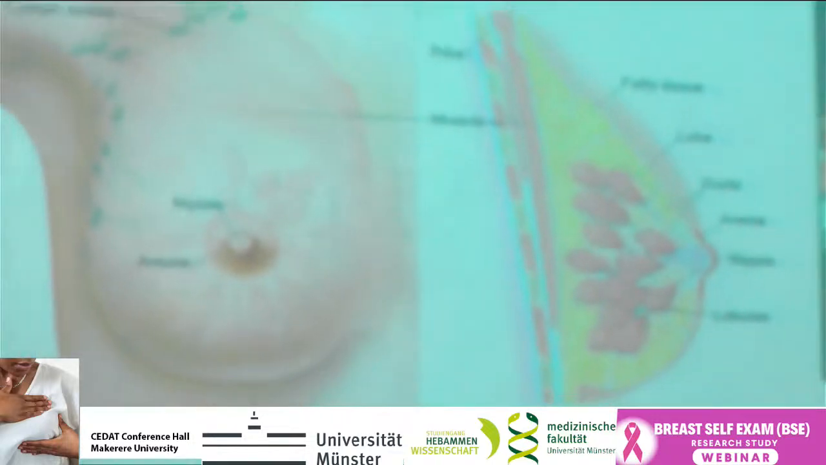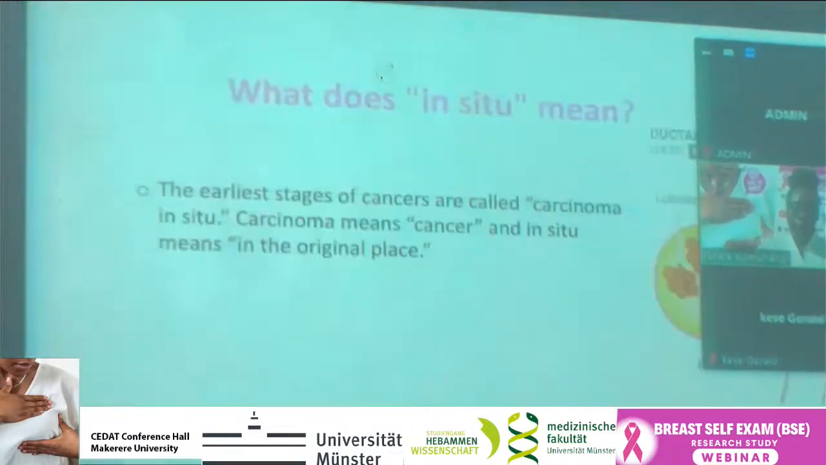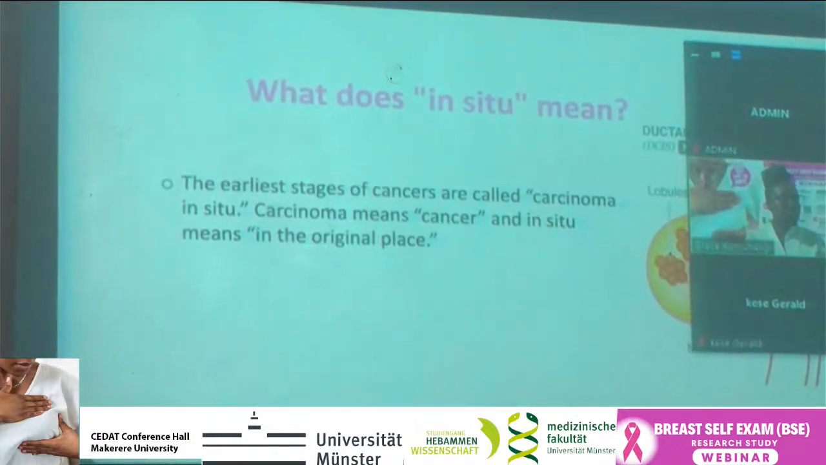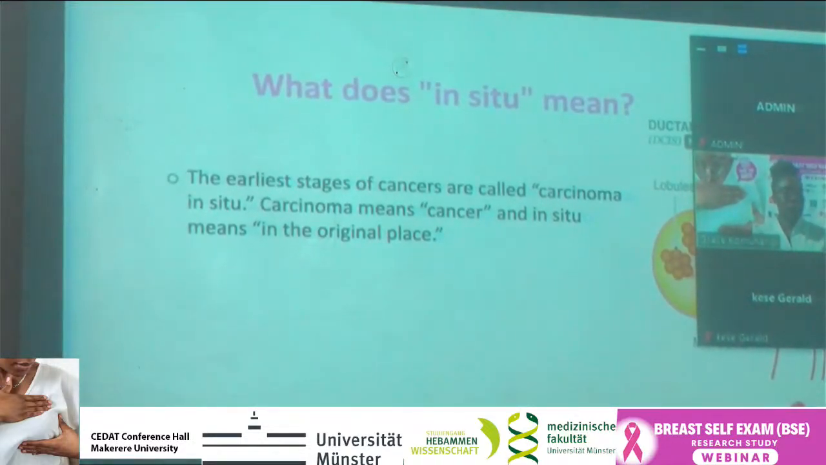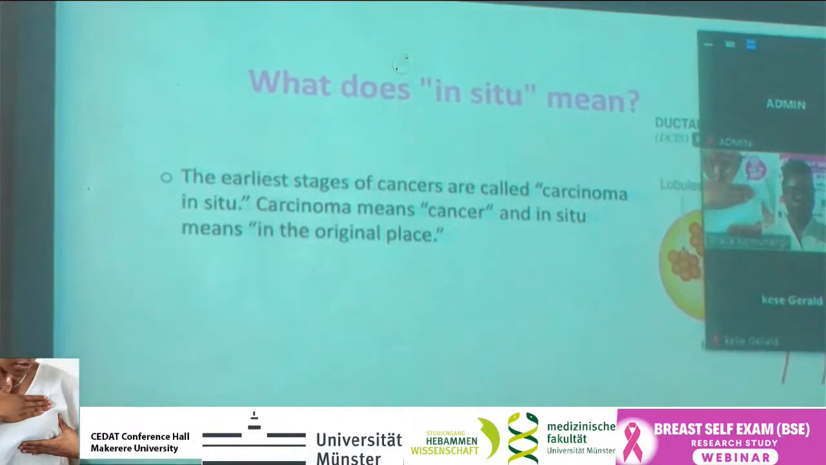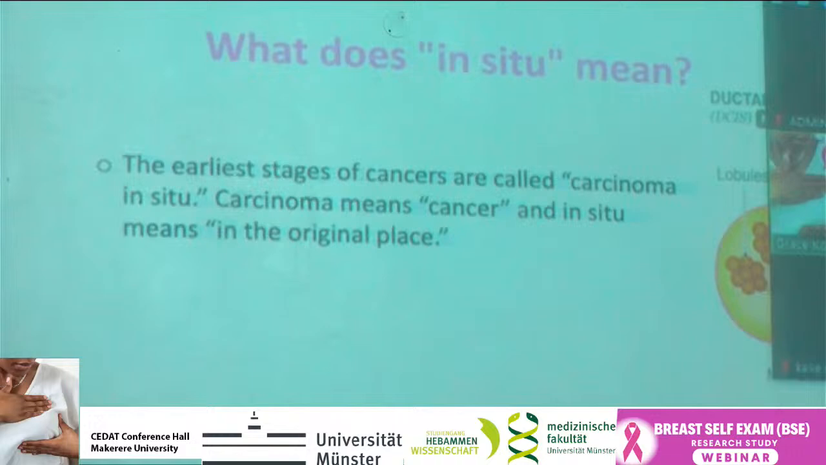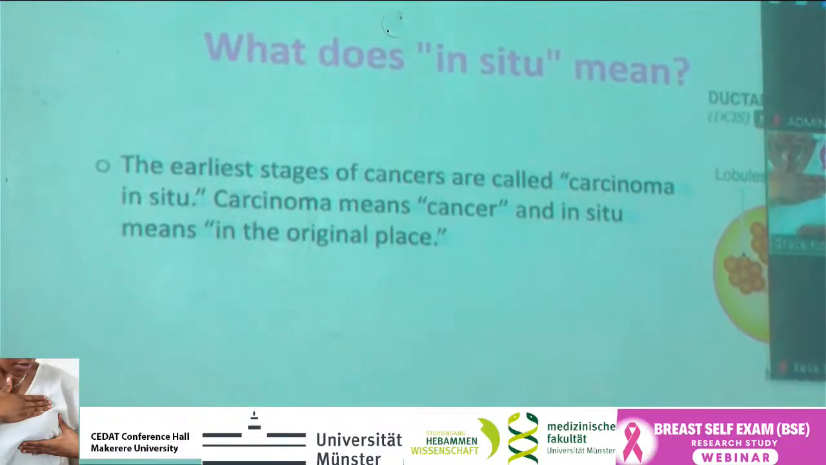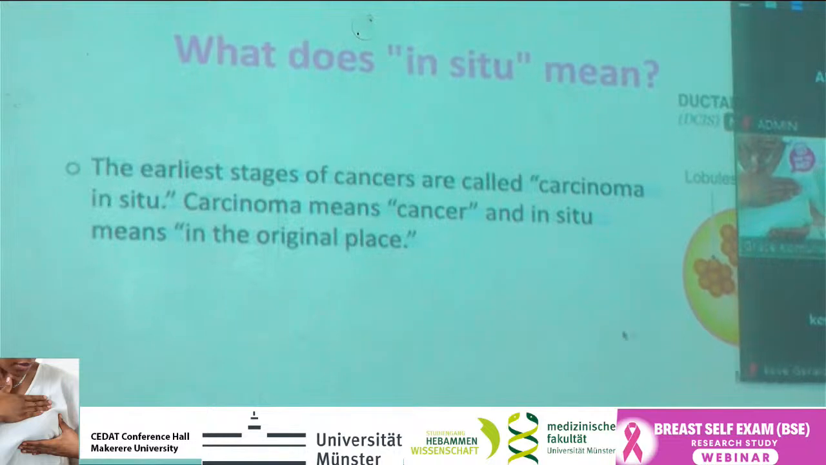So, more explanation on those different breast cancer types. Invasive breast cancer means that it has spread into the surrounding breast tissue. And non-invasive means that the abnormal growth of cells is still within the part where it was. Like you can see on this part, we have the lobules and the ducts.